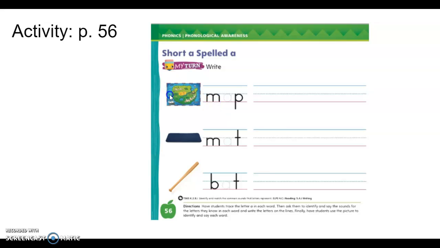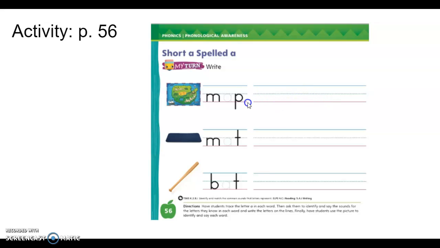So I'm looking at this picture. It is a map. I see I have my M for the m sound. I need my A part, which would be your short A, lowercase a. And then I have my ending sound P. Then you're going to write the word yourself. So for map, you would write M-A-P, map, on this line.